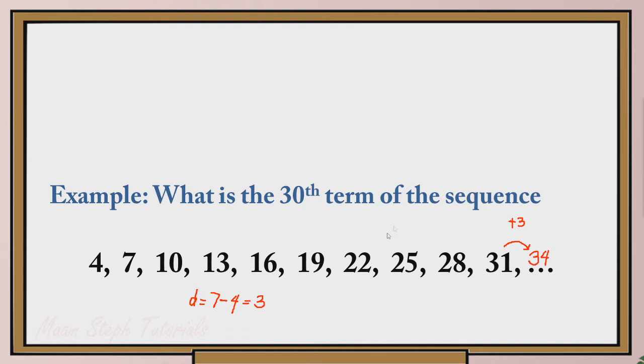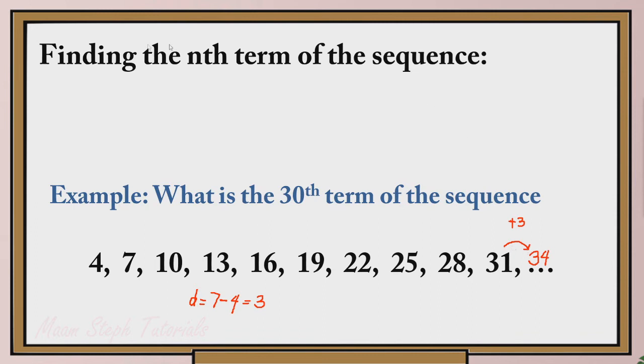Pero, think about this. What if we are asked to get the 30th term of the sequence? Ibig sabihin, from the first term, alin yung pang 30th position? So, kung gagawin natin ng katulad nito, ng pagkuha natin ng 34, medyo matatagalan talaga tayo. Kaya, there's a formula that's going to help us. And this formula is the nth term of an arithmetic sequence.